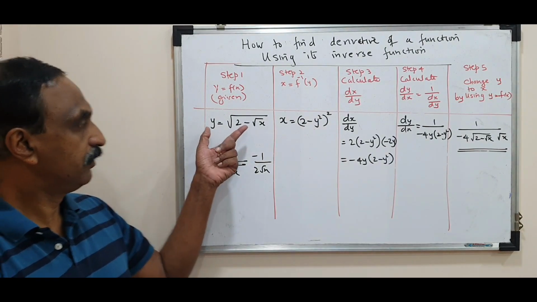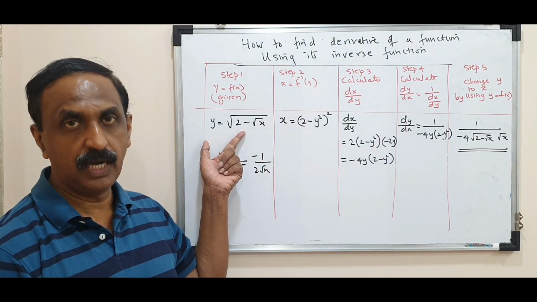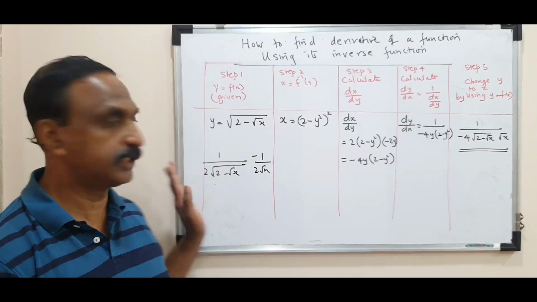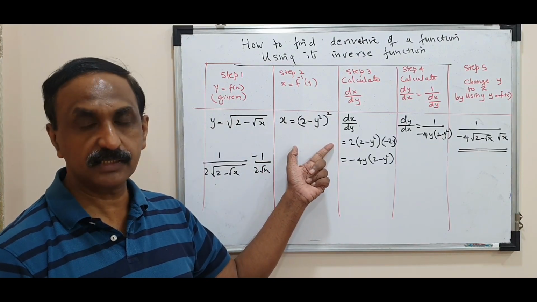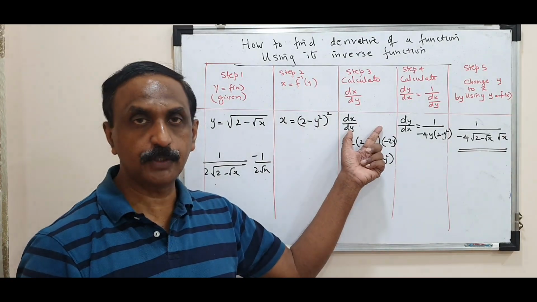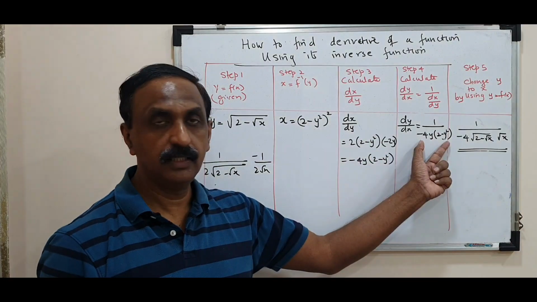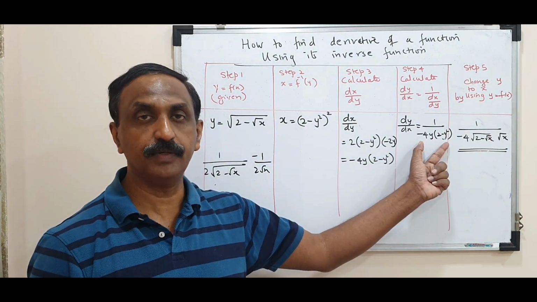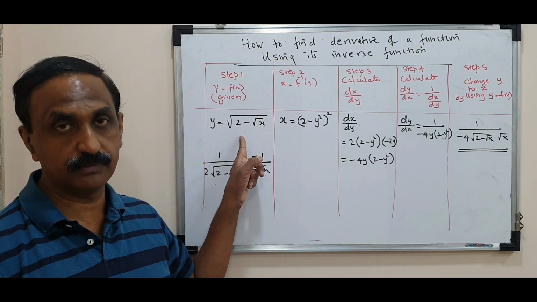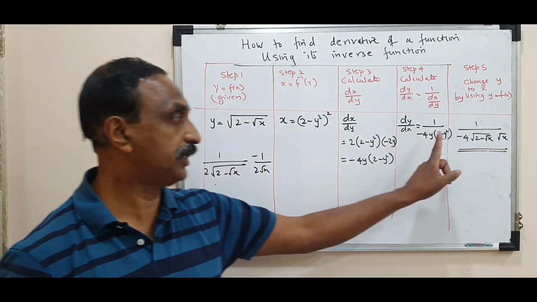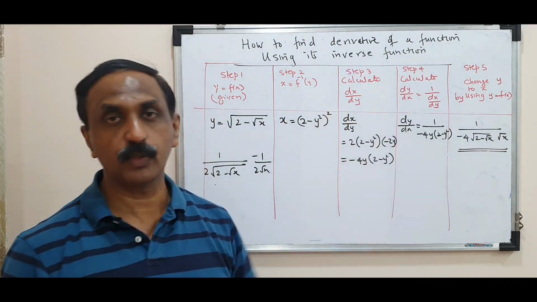Once again, first of all, start with a function. I don't want to directly differentiate and get the answer. This method I don't want. What I'll do is first make x as a subject. Differentiate with respect to y. Then the derivative of y would be the reciprocal of it. Then change y to x using the original function. Using the original function, convert y to x, and you get your answer.